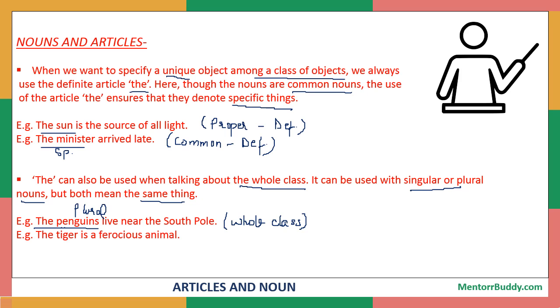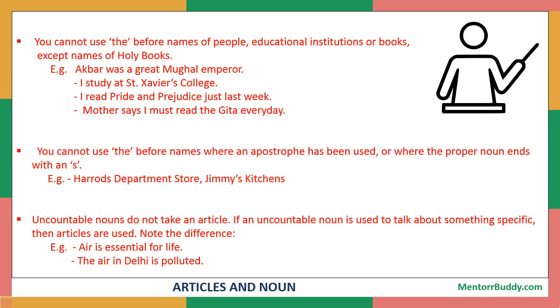The tiger is a ferocious animal. Now here as you can see, tiger is a singular word, right? But here again when we say the tiger, it is representing the whole class, that the tiger is a ferocious animal. So whenever we are talking about the whole class, the definite article the is used irrespective of whether the noun is singular or plural. So let us have a look at more rules.